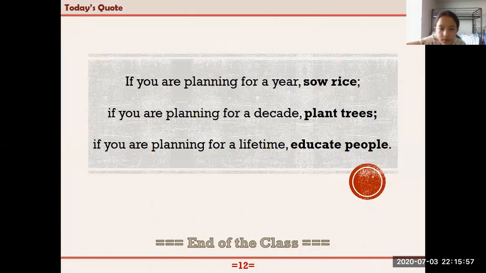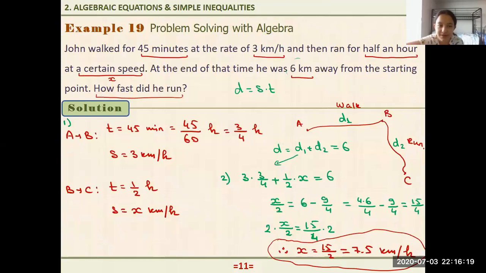Can you read it? If you're planning for a year, sow rice. If you're planning for a decade, plant trees. If you're planning for a lifetime, educate people. Okay. Next time I will ask you these quotes. Can you memorize it or not? You already read it twice, right? Yeah, I think I can memorize it. Really? Tell me, what is it? If you're planning for a year, sow rice. If you're planning for a decade, plant trees. If you're planning for a lifetime, educate people. Very good, very good.